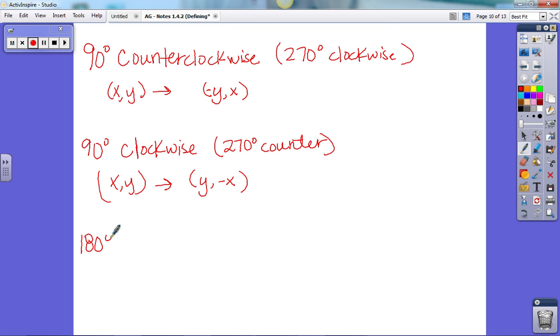Remember, 180 degrees does not matter clockwise or counterclockwise. I'm going to take my point and I'm not going to switch the order, but I'm just going to make both of them the opposite. Remember, this doesn't necessarily mean that the coordinate will be negative, it just means that it's the opposite sign of what it was before. So if you don't remember that from Unit 5 in coordinate algebra, you may want to write those down in your notes.